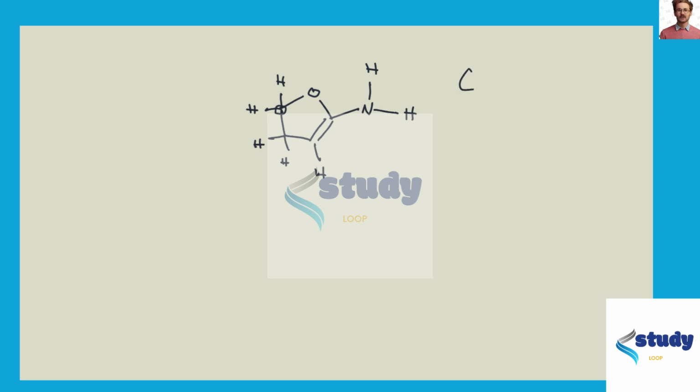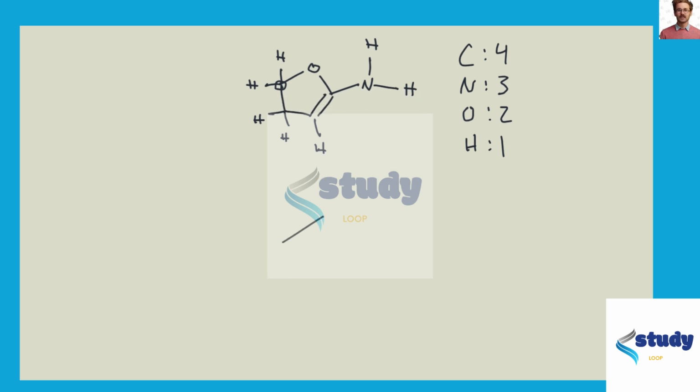So we're saying carbon needs to have 4 bonds, nitrogen should have 3 bonds, oxygen should have 2 bonds, and hydrogen should have 1 bond. This is what we're checking for in these molecules, like, for example, next.